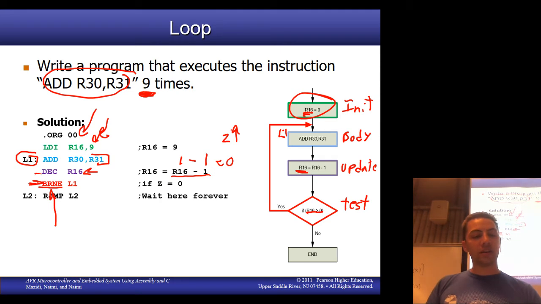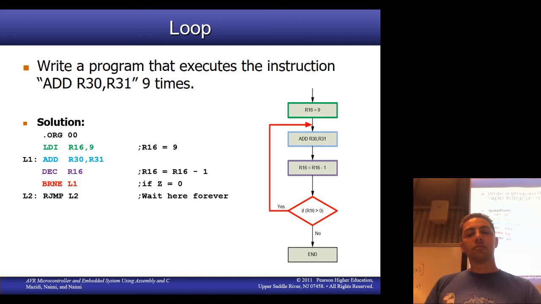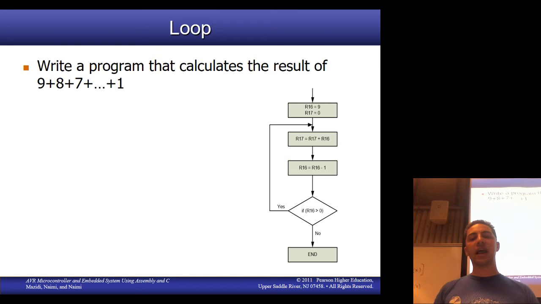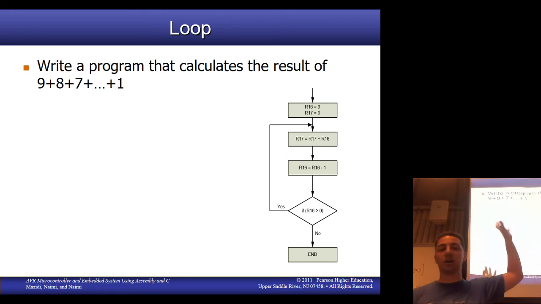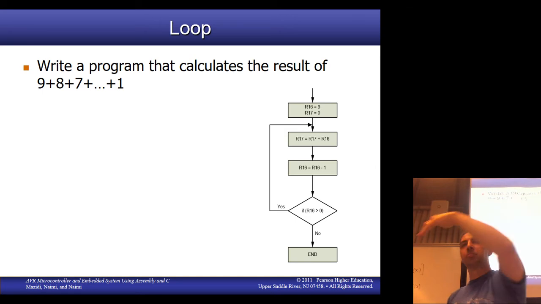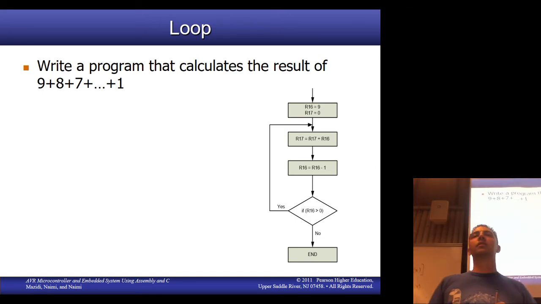Okay, so let's clear this out here. So, again, 4 parts: initializer, body, increment or update. Could be a decrement, so we call it update, and then test. Your task, and I even give you a flowchart: write the program associated with this flowchart. The flowchart says write a program that calculates the result of 9 plus 8 plus 7 plus 1, the summation of those integers.